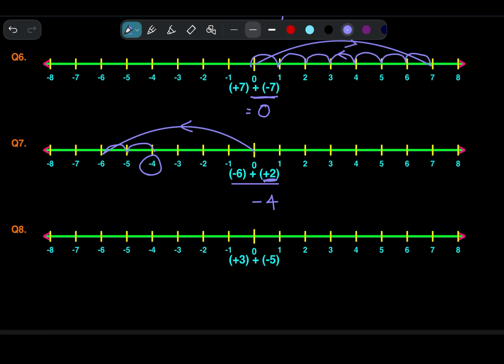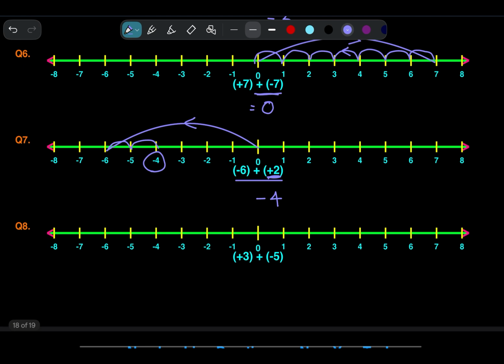In the last one, okay, before you get to practice on your own, I mean, you have to do it on your own and show it to me. First is, okay, positive 3 from 0. From 0, positive 3 means you're direct. And negative 5. Okay, so how many steps backwards? 5 steps. 1, 2, 3, 4, 5. And the answer is negative 2.